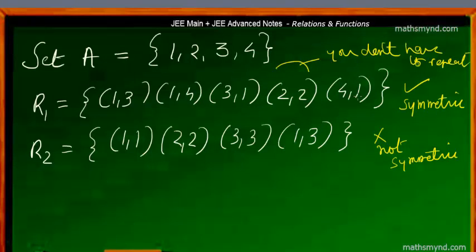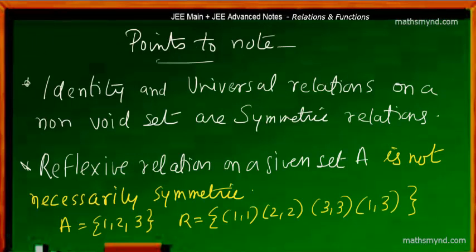Now, if you look at the second relation, you can see that it has 1, 1, 2, 2, 3, 3, which is okay. But what about 1, 3? We know that if there is the ordered pair 1, 3, you ought to have 3, 1. But as the ordered pair 3, 1 is absent, this particular relation R2 on set A is naturally not symmetric.